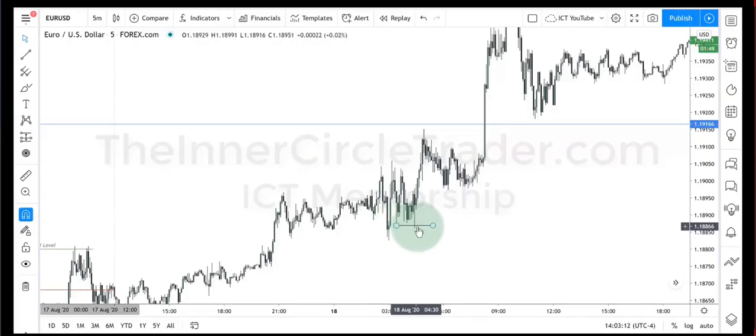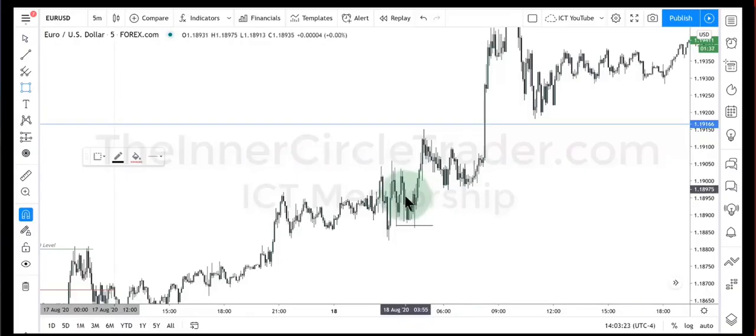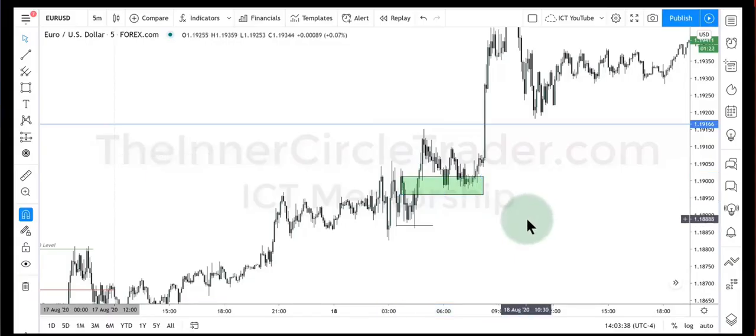Low, lower low. So what's the high in between these two price points? Right here. That is your breaker. Okay. Notice the bodies of the candles.